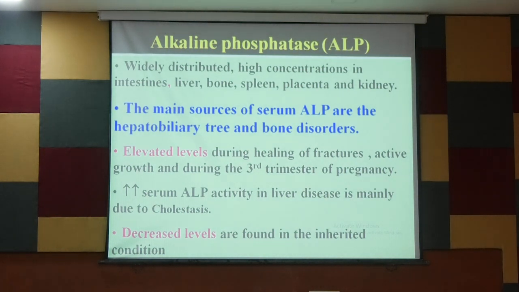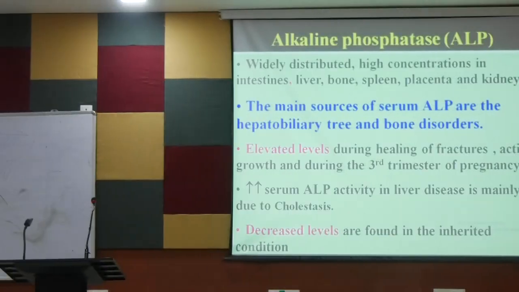ALP. Therefore, ALP is related to bones and intestine. Right? Usually if there is obstruction in the biliary duct, intrahepatic or extrahepatic, the ALP level will increase. Any disease related to the alimentary canal, ALP might increase.